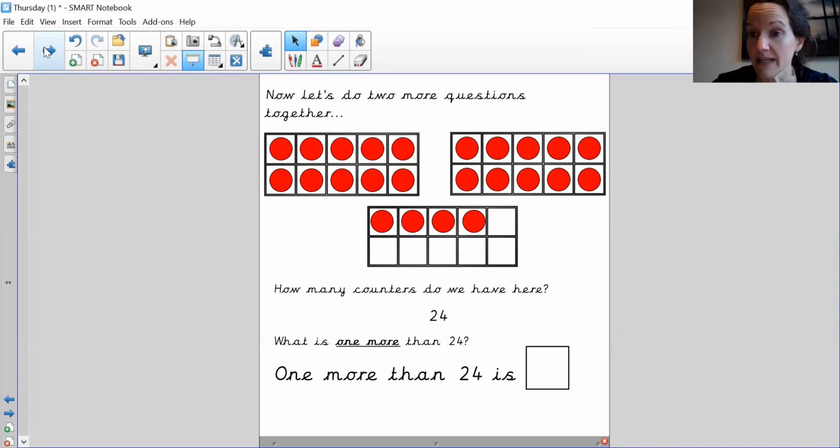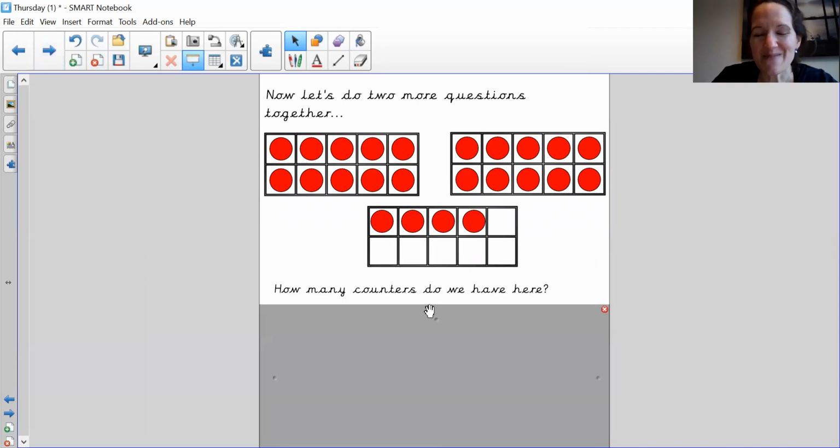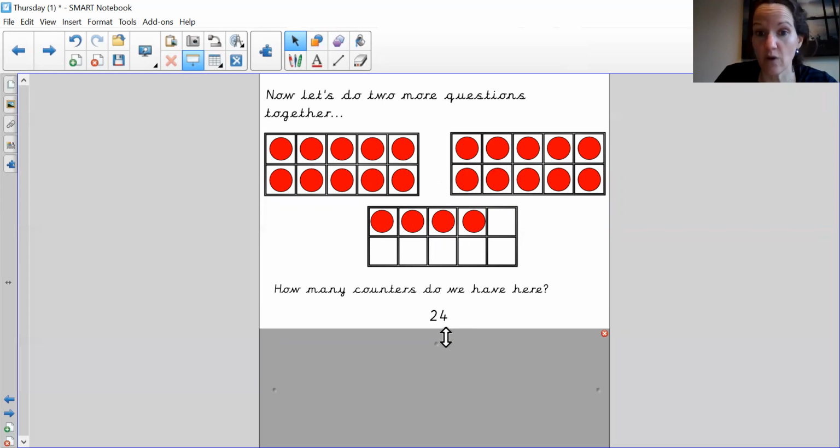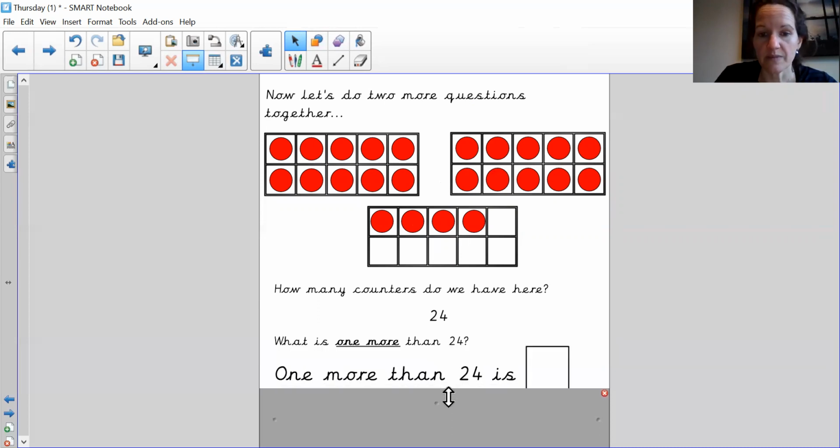So this time my number is written in tens frames. So let's count how many we have. So we know this is 10 and this is 10. So 10 and 10 is 20, 21, 22, 23, 24. So we know that we have 24 counters. So let's do 1 more. So 1 more is adding 1.